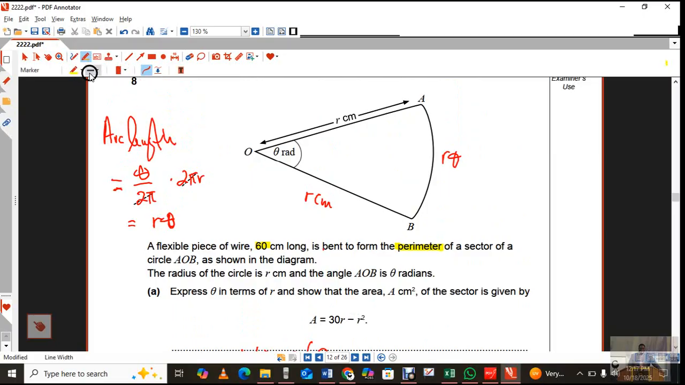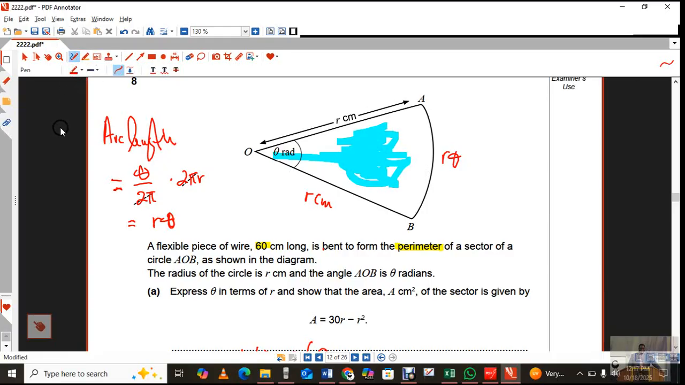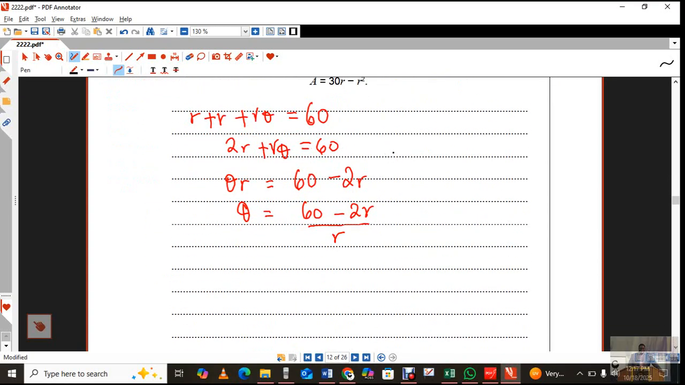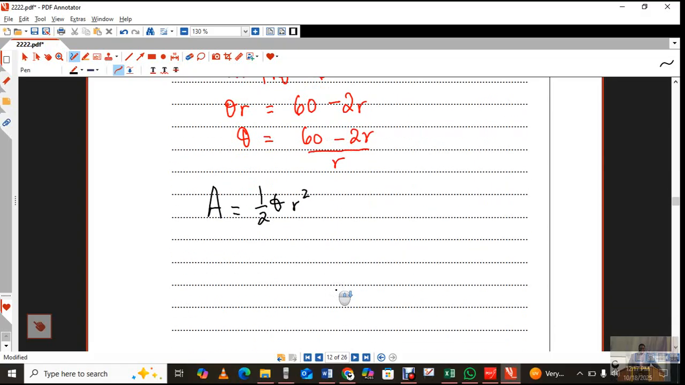Right, what do you know about the area? They ask me to calculate the area of a sector, this shaded part. It is given by a formula in your formula sheet: a half, very important that you should not forget it, theta r squared. So this gives you the area of the sector. We know what theta is, so we're just going to substitute our theta value in there. So it is a half, and theta is 60 minus 2r over r.